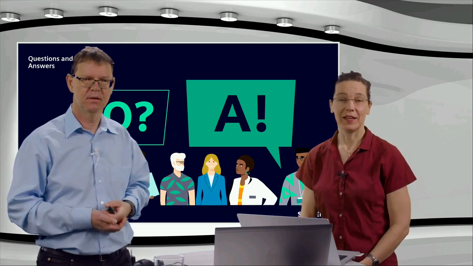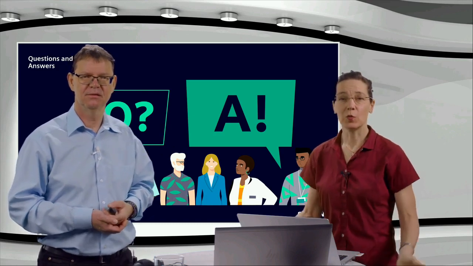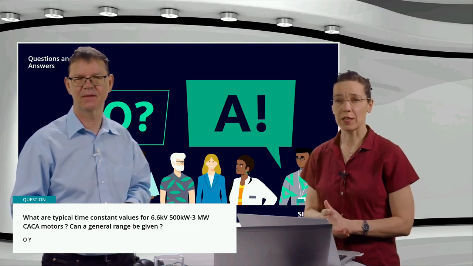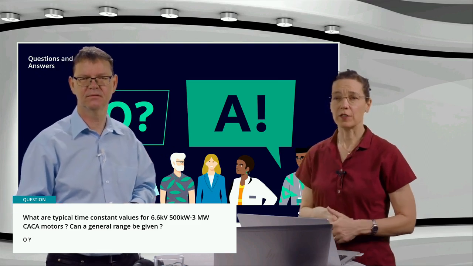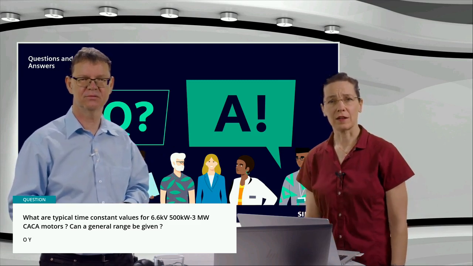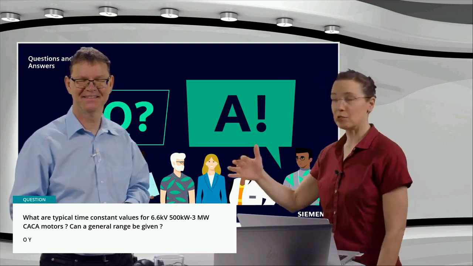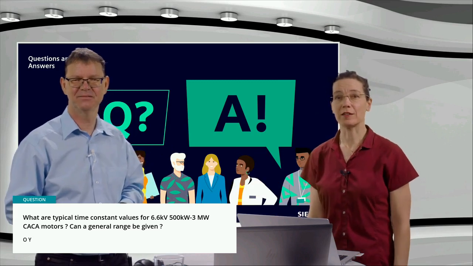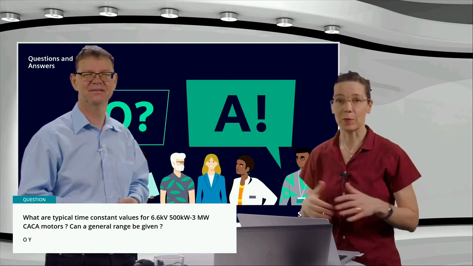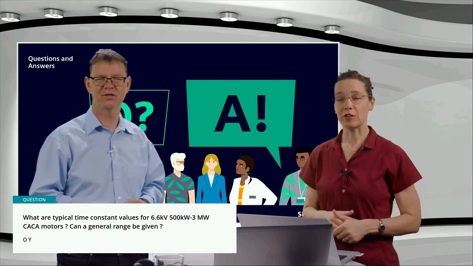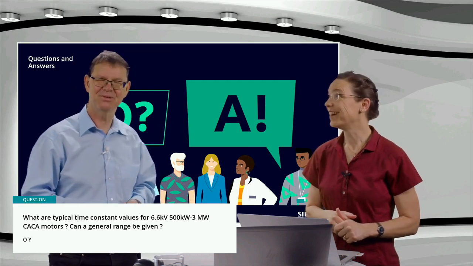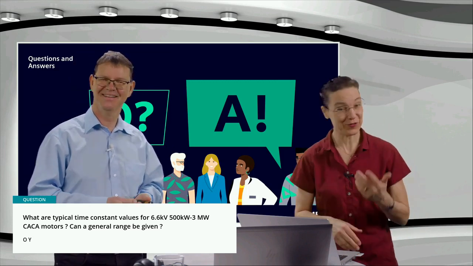All right. Thank you. And then one last question. What are typical time constant values for 6.6 kV, 500 kilowatt to 3 megawatt motors? I hope that you know more details on that. I know kilovolts and kilowatts and megawatts, but what about those motors? And can a general range be given? Yeah, this is difficult. So also for the expert.